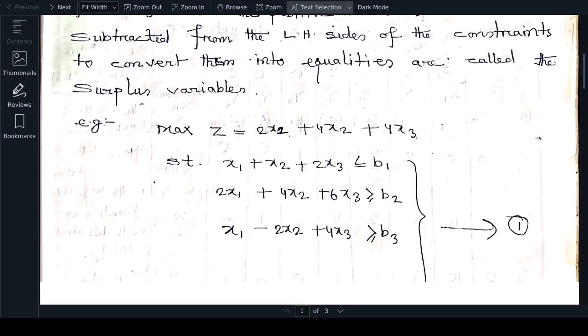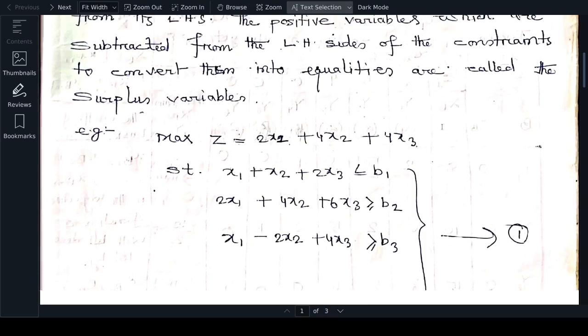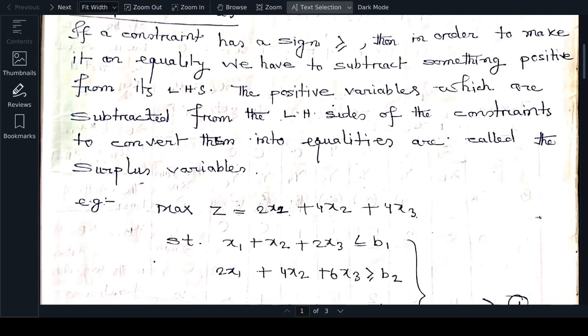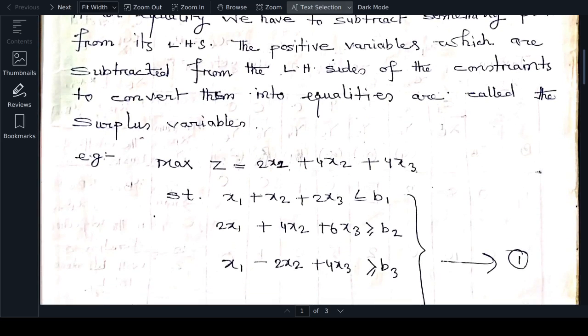Today I have sent one PDF file, all of you, those who joined lately. Surplus variable definition, first you see the definition, then the next example. Okay, so surplus variable means what? When we use a surplus variable, if the constraint contains a greater than or equal to symbol, then we use a surplus variable. It means we subtract something positive from the left hand side.